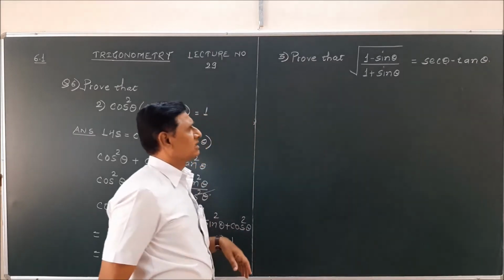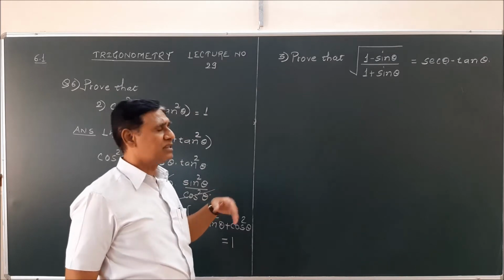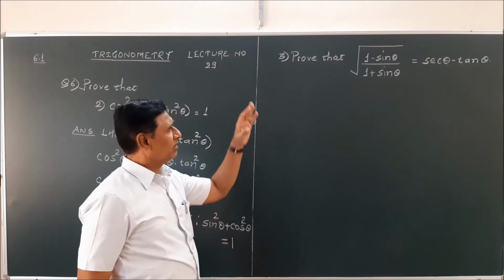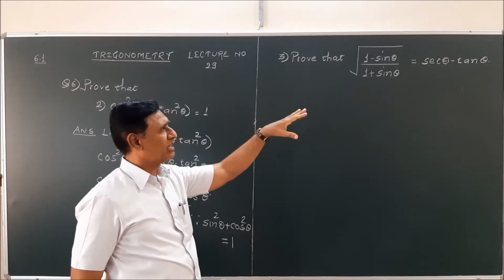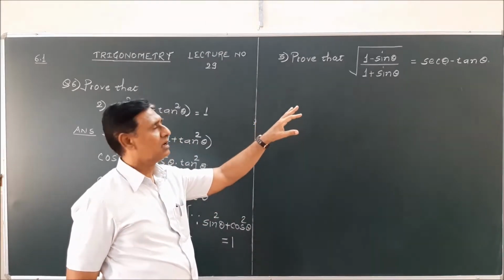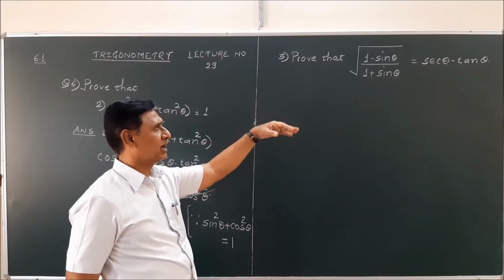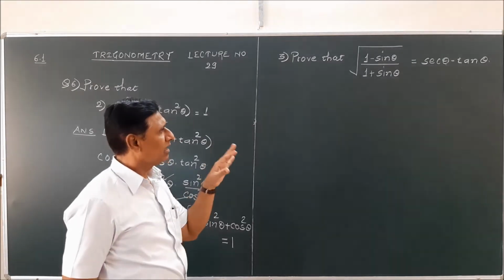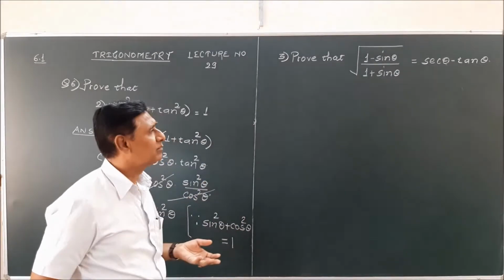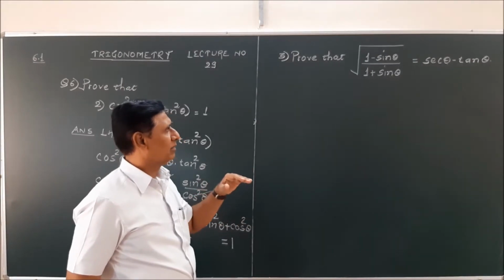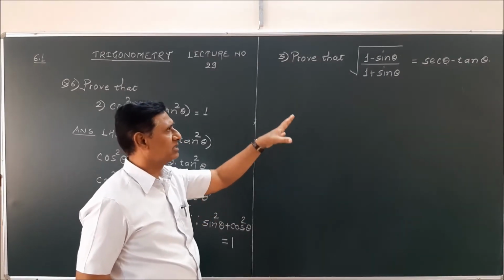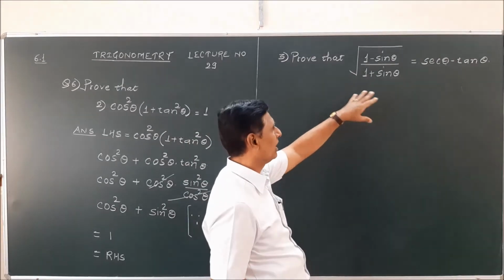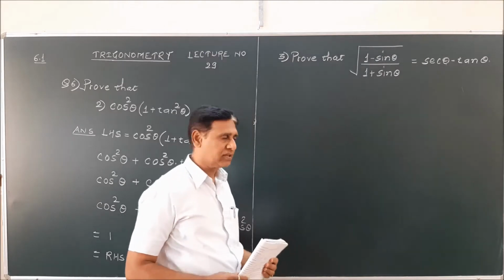Now you will find different scholars solve this sum in different ways. Even by squaring both sides you can solve it, or you can solve it by multiplying and dividing by 1 minus sin theta. There are many methods as I stated earlier, but generally most of the students solve it by multiplying and dividing by 1 minus sin theta. So I am also going to do it by the same method.